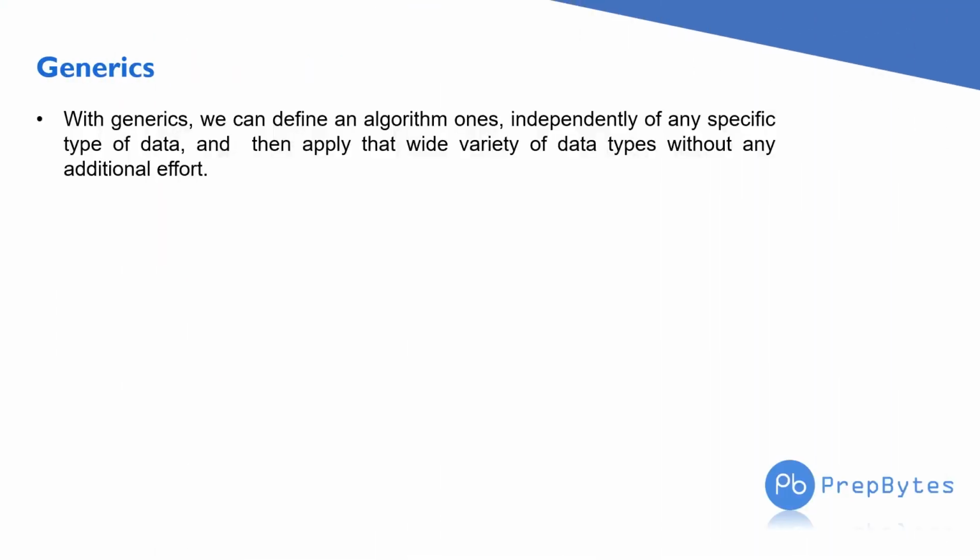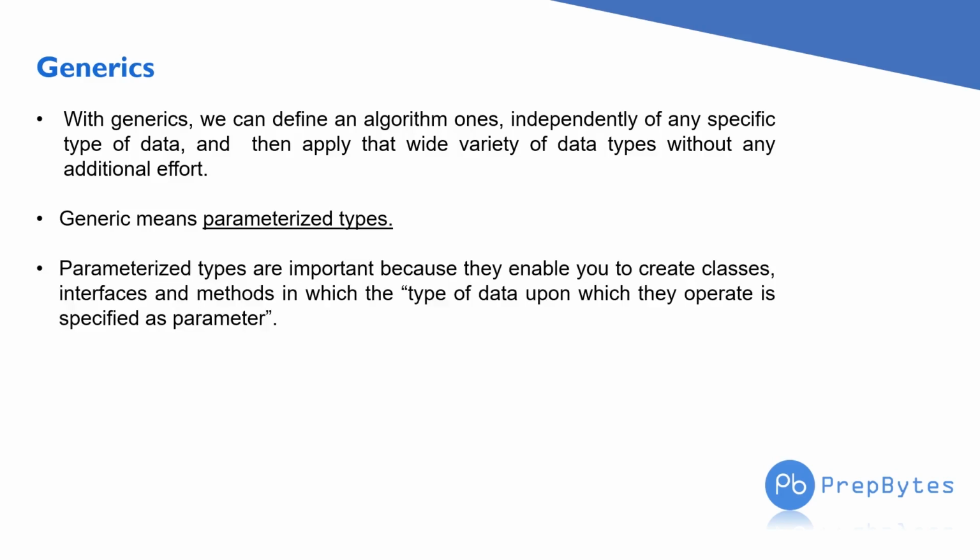With generics, we can define an algorithm once, independently of any specific type of data. We are not dependent on any type of data, and then we can apply that to a wide variety of data types without any additional effort. Generic means parameterized types. Now what are these parameterized types? Parameterized types are important because they enable you to create classes, interfaces and methods in which the type of data upon which they operate is specified as a parameter.